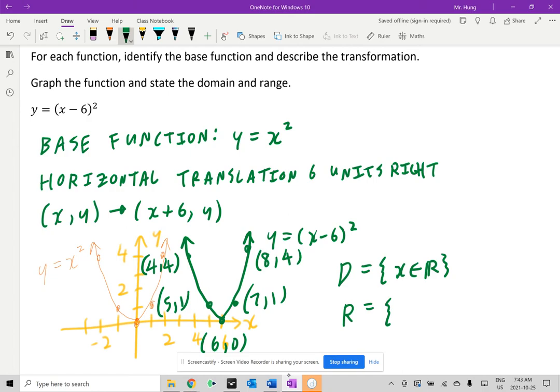On the other hand, the range is different. If you think about this specific function carefully, y is an element of real numbers such that y must be greater than or equal to 0. And again, we know that because the minimum y value is going to be 0.